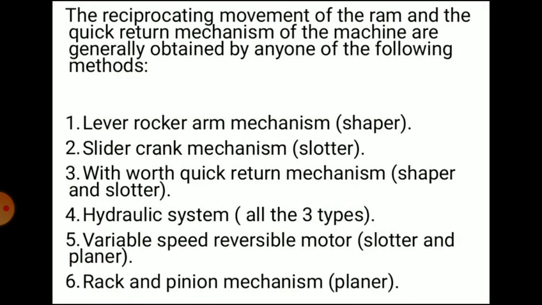The reciprocating movement of the ram and the quick return mechanism of the machine are generally obtained by any one of the following methods. So these are the mechanisms that are used in these machines. The first, lever rocker arm mechanism, is used in a shaper; slider crank mechanism is used in a slotter; Whitworth quick return mechanism is used in a shaper and slotter; hydraulic system is used in shaping, slotting and planing machines; variable speed reversible motor is used in a slotter and planer; rack and pinion mechanism is used in a planer.